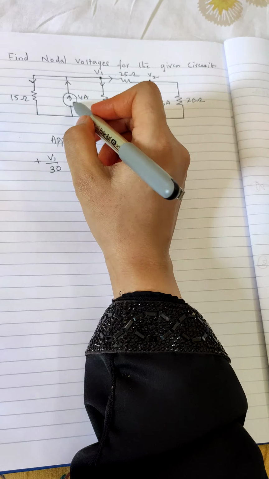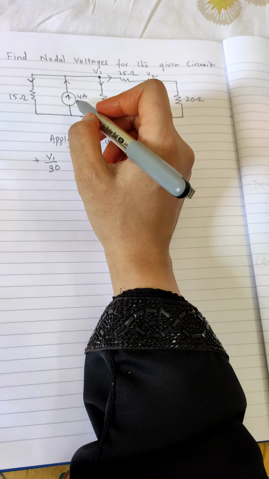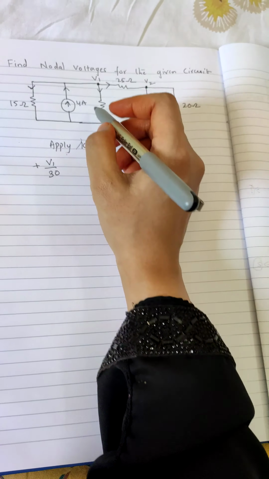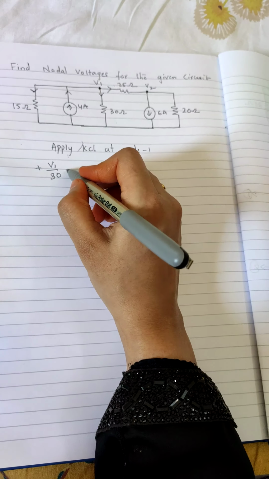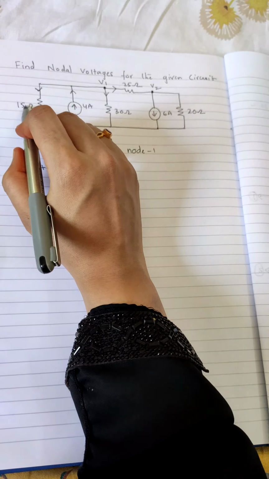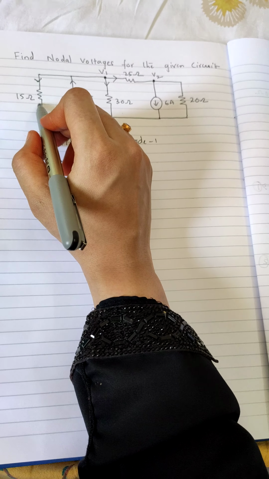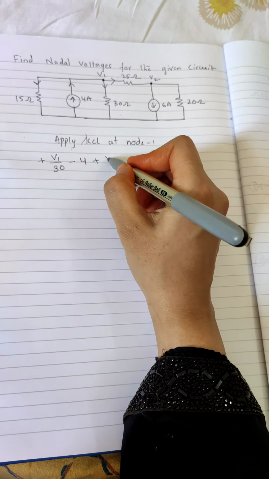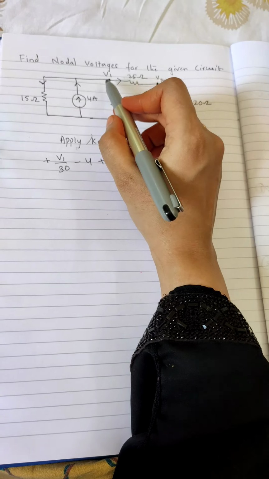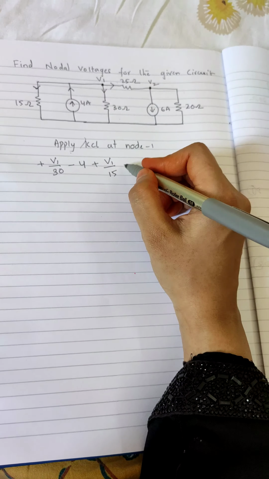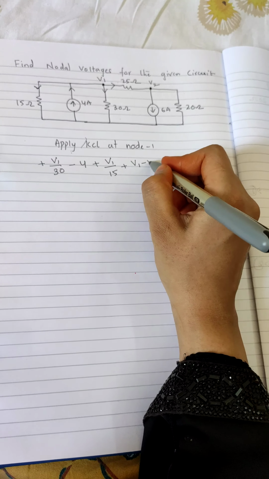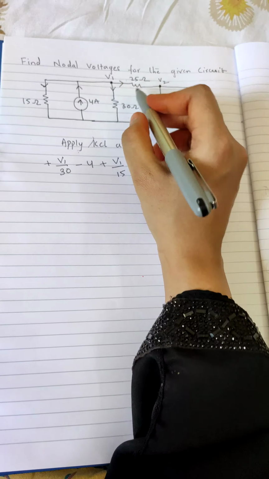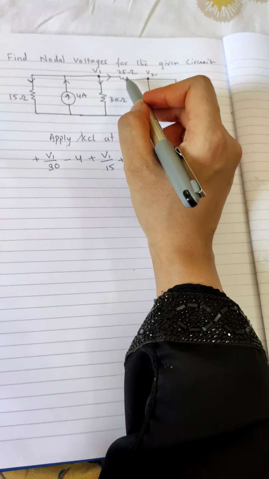What is the current in this branch? The current source is already there, it's already in current form. You need not take V by R. Since this is entering the node, I'll be taking it as minus 4. And since you don't have a value of current over this branch, again I'll take it as V1 by 15. Since it is leaving, I'll take it as plus V1 by 15. And here, V1 minus V2 by 25, since I am at node 1 and this node is connected to the 25 ohm branch.